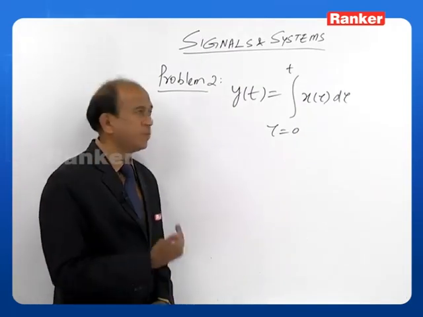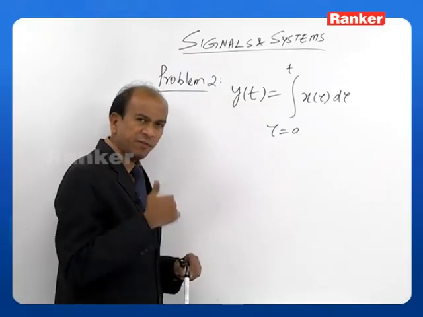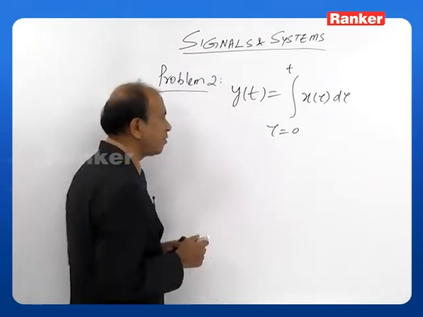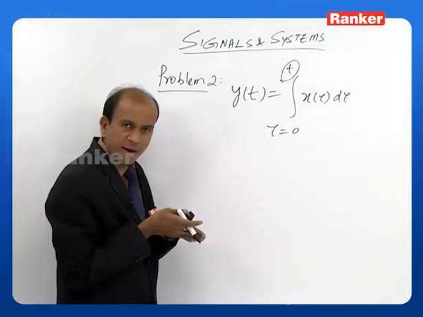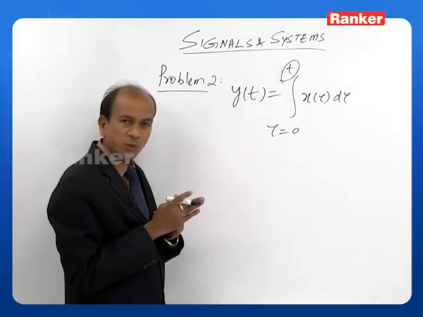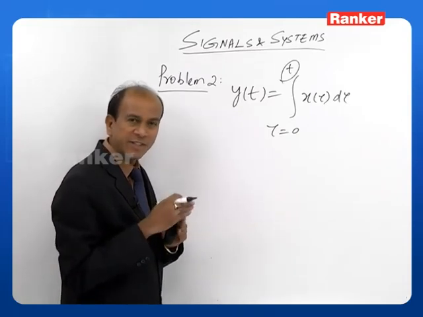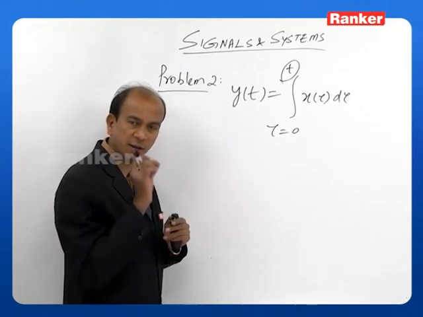Now, let us see problem 2. Y of t is the integration from tau equal to 0 to t of x of tau d tau. The significant difference between the earlier problem and this problem is, if you look at this, we are stopping at t, okay, that is the present. The system does not depend on future values. Therefore, what do you call this type of system? The system is called a causal system.